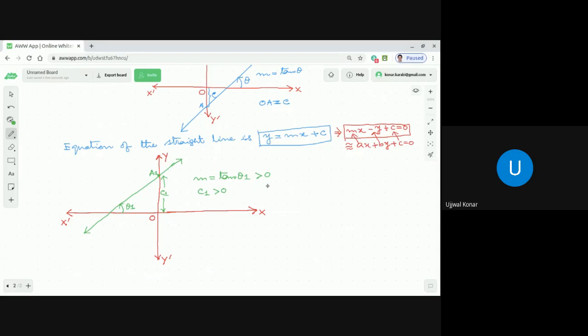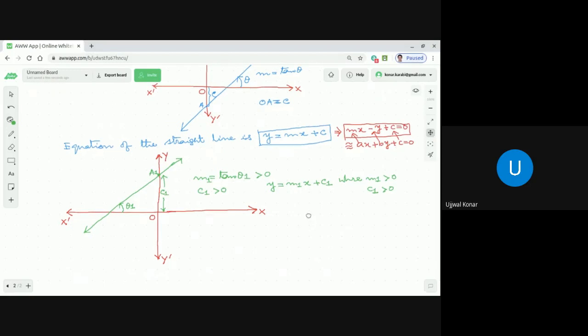So what is the equation of the straight line? y is equal to m1 x plus c1, where m1 is tan theta 1. Here both m1 is greater than 0 and c1 is greater than 0. Correct? So this is how the equation of a straight line looks.